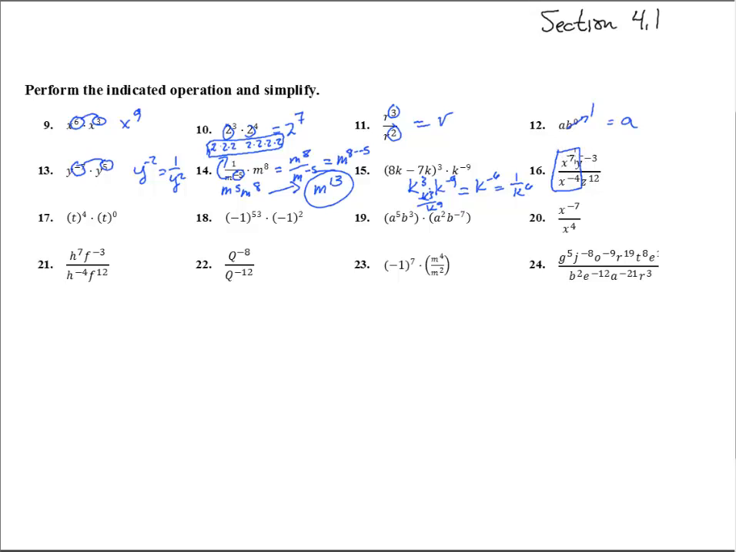Number 16. Okay, let's look at just the x's for a minute. This is division, so we're going to subtract x. 7 minus a negative 4, that's x to the 11th. This guy goes down to the bottom, so we have a y cubed and a z to the 12th.